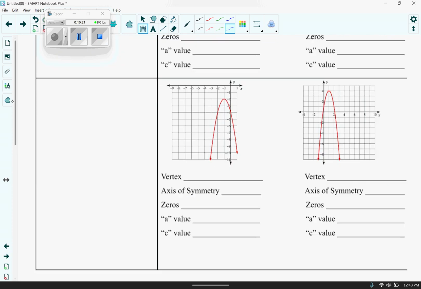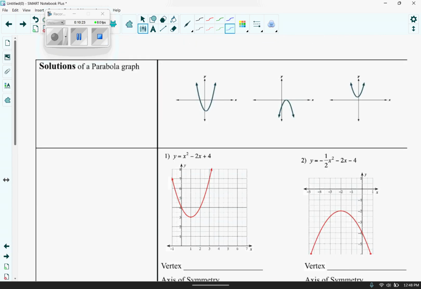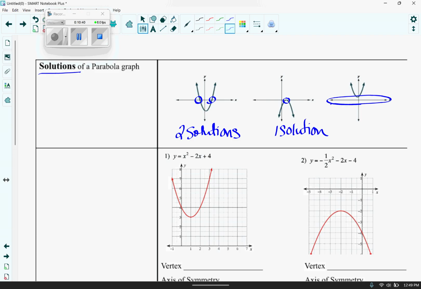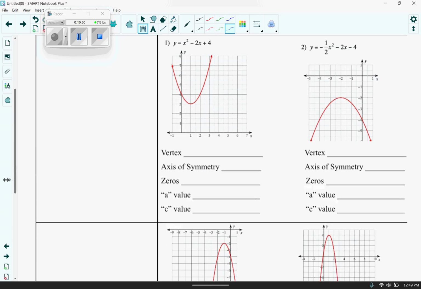At the top here, I have solutions. So I'm just looking for a number of solutions. Here I have 2 solutions. Here I just have 1 solution. And here I have no solutions, no real solutions. So as we look through here, let's see what it's asking us.